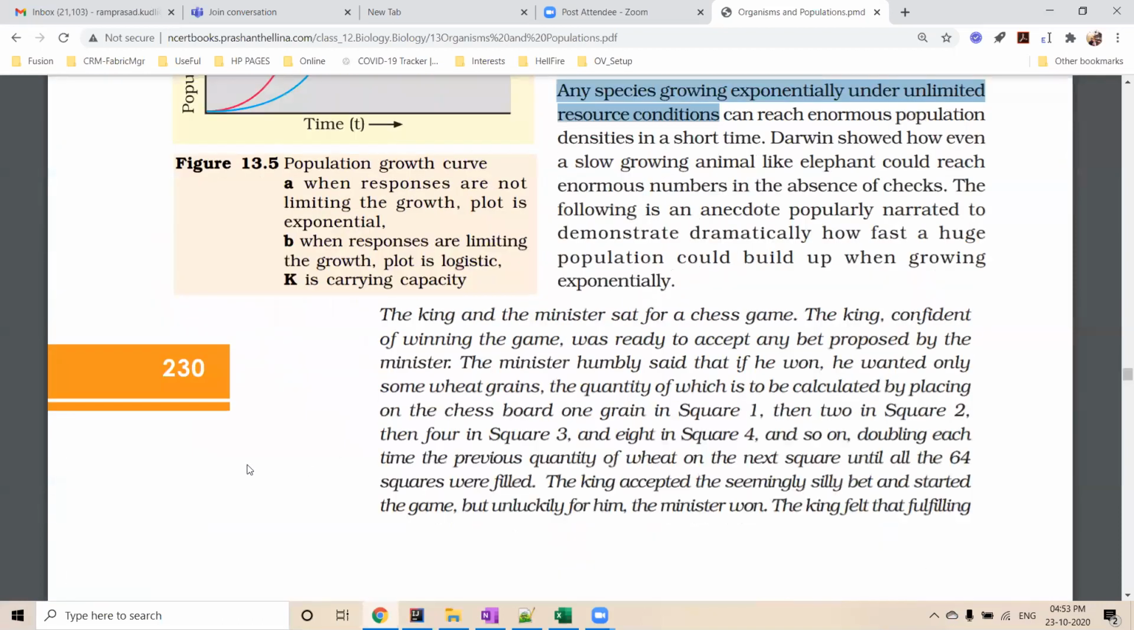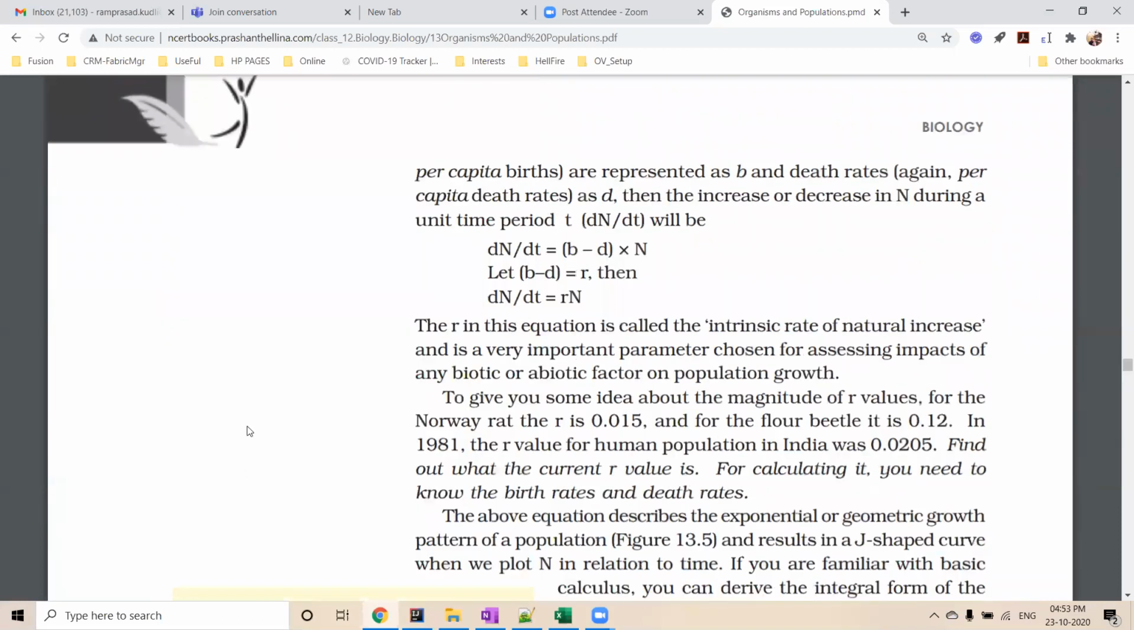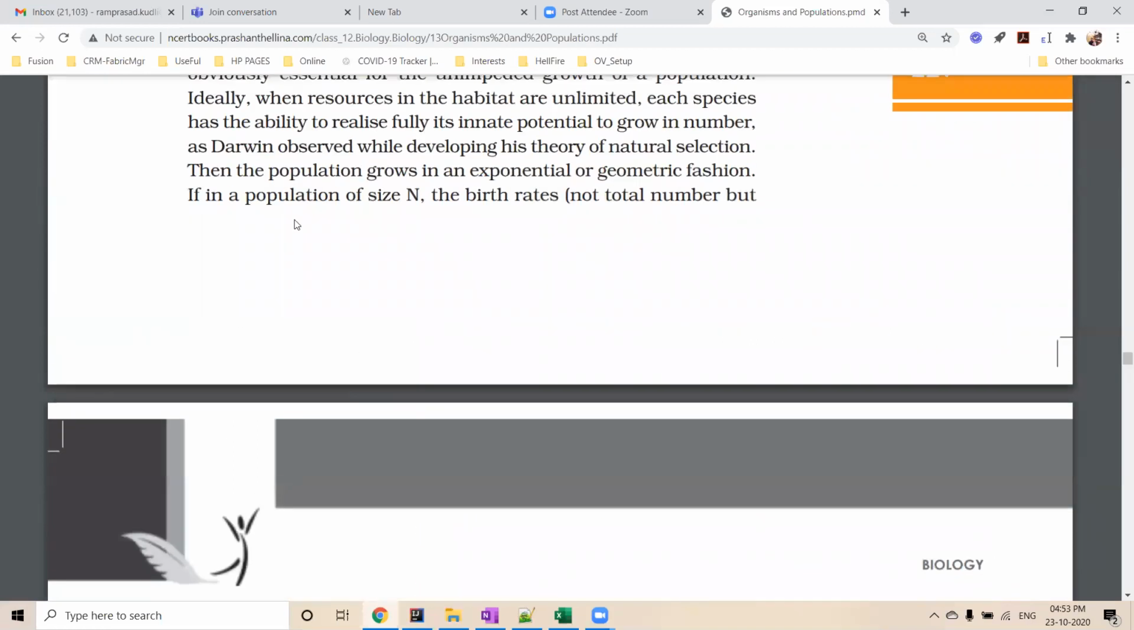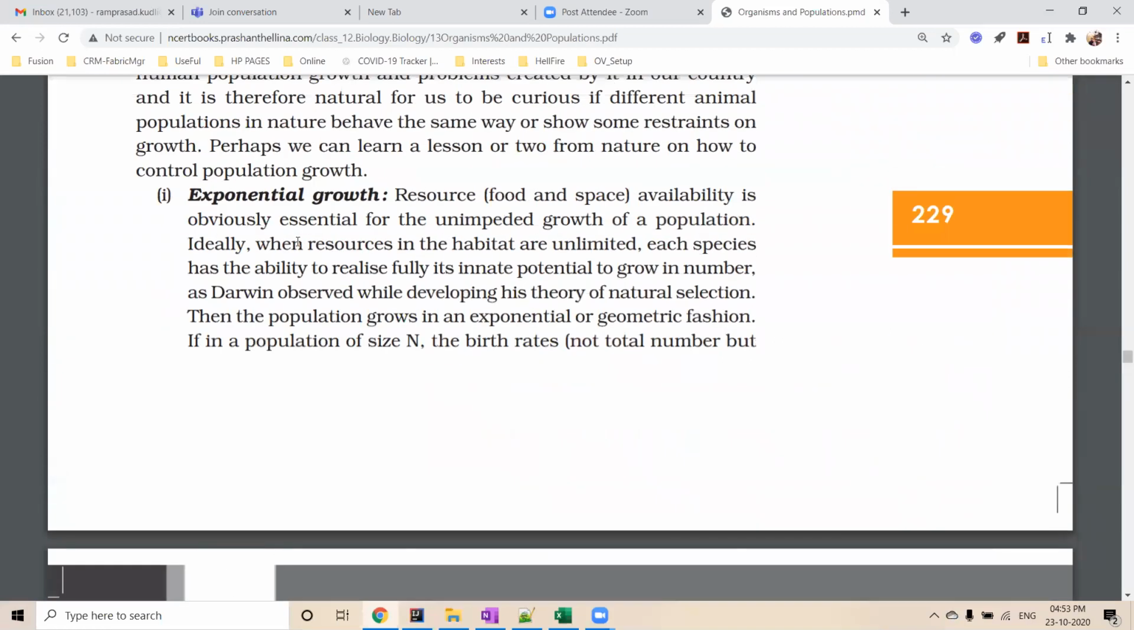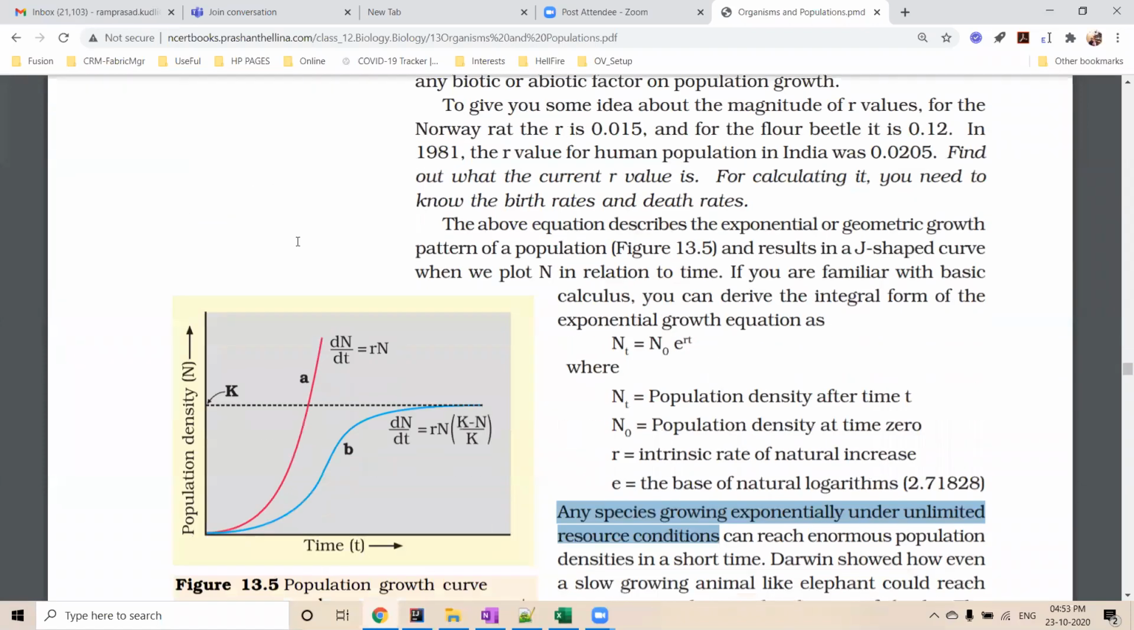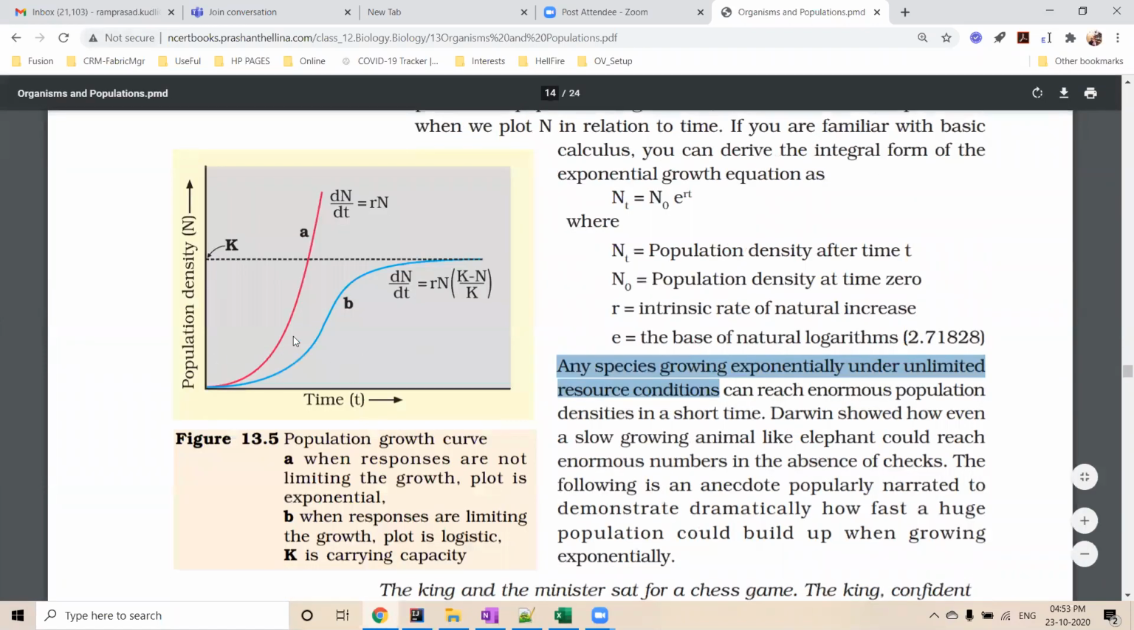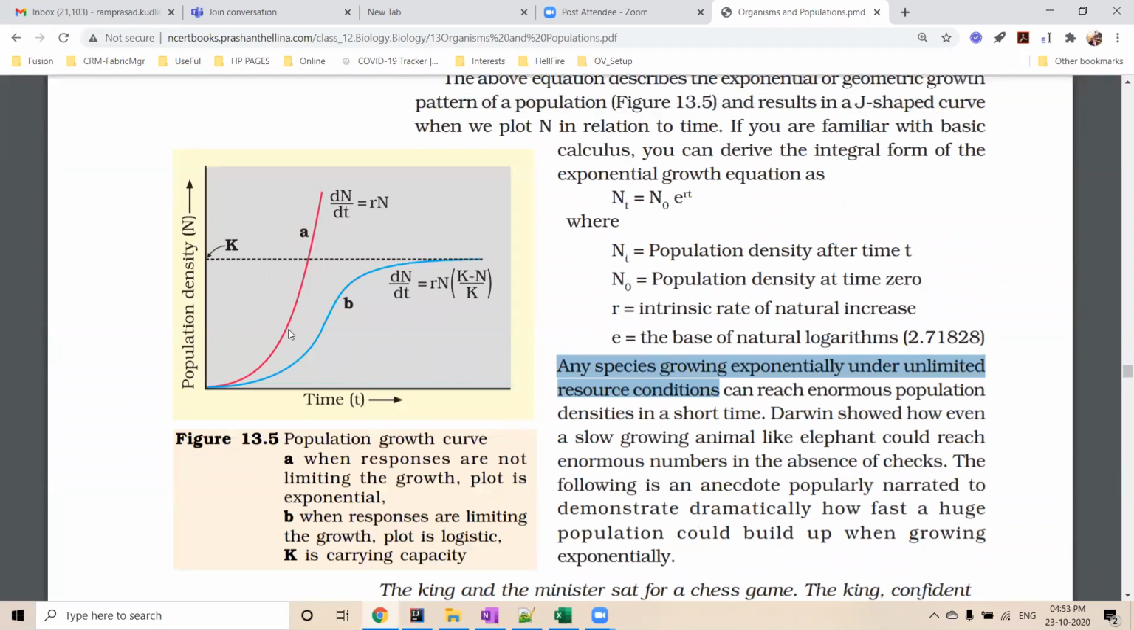So in the exam, if they ask about exponential growth, we need to first explain the abundant availability of natural resources, and then we need to draw a graph. Better to draw a separate graph for exponential growth and logistic growth. So you can divide it into two graphs. In one graph, show only exponential growth, and in another graph, show only logistic growth. Okay, we'll consider only the first part.